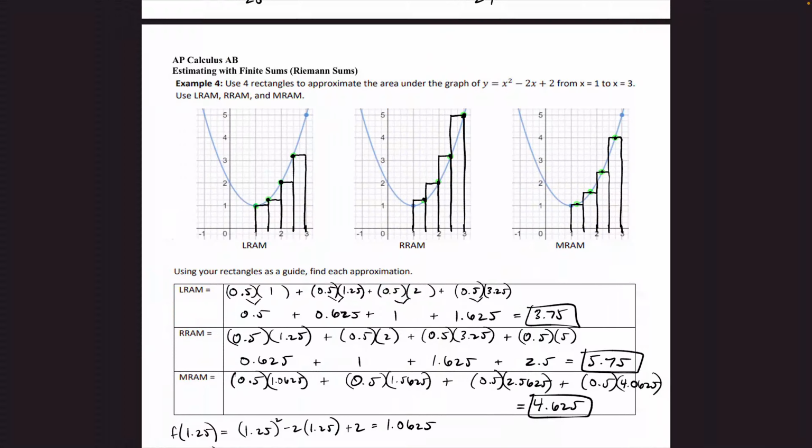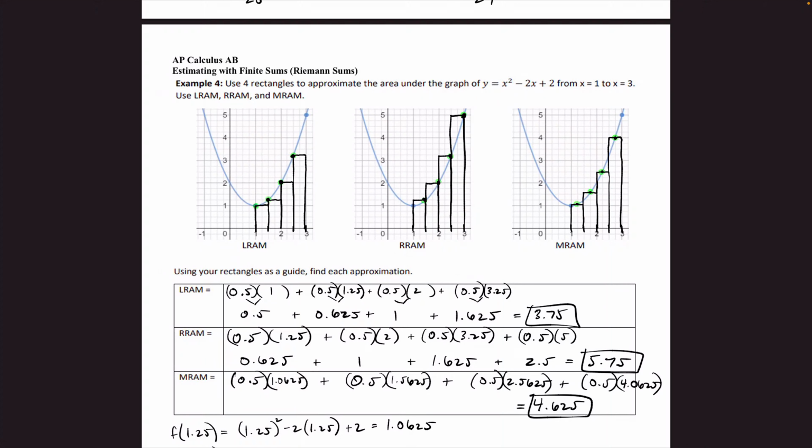Okay? Because they will say that. They'll say, and then I'll have students like, what do you mean overestimate, underestimate? I'm like, well, what would the picture look like? Would it look like one of these? Would it look like a LRAM? LRAM's not always going to be an underestimate. It'll be an overestimate sometimes when the function is decreasing, right?